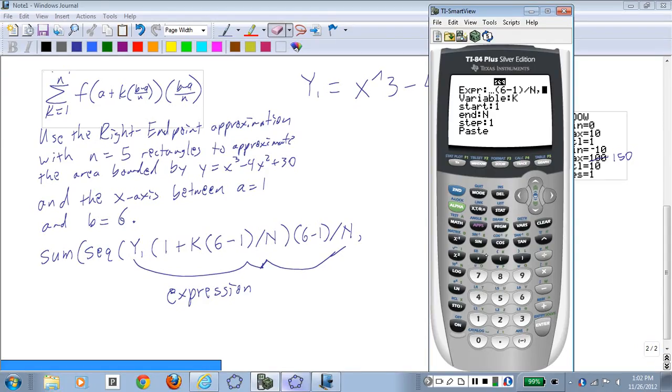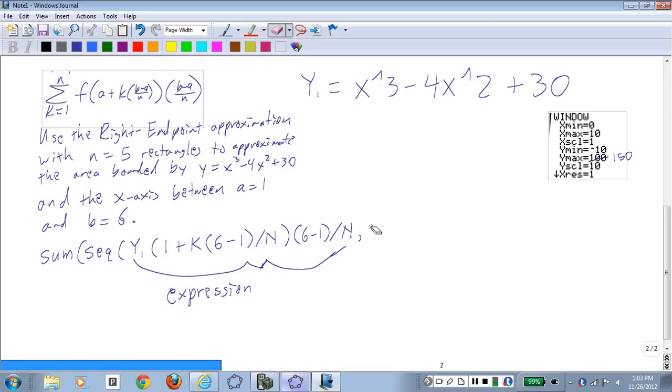So that's the expression. Now the rest of it is, actually, wait. If you have the newer calculators, sorry, don't type the comma. Newer calculators, delete the comma. You need the comma with the older calculators. Newer calculators, you just tell it the variable. The variable is k.